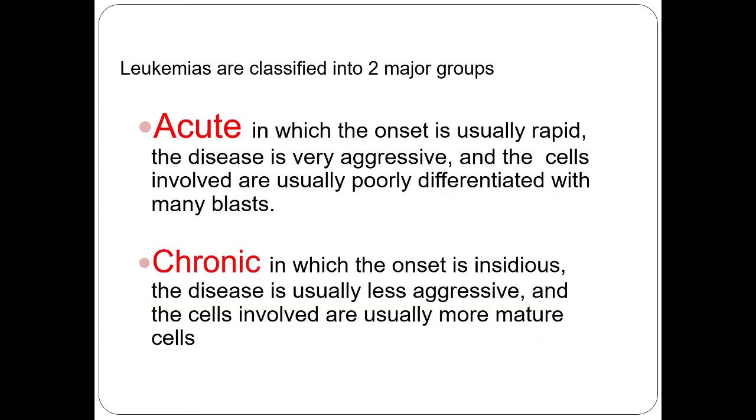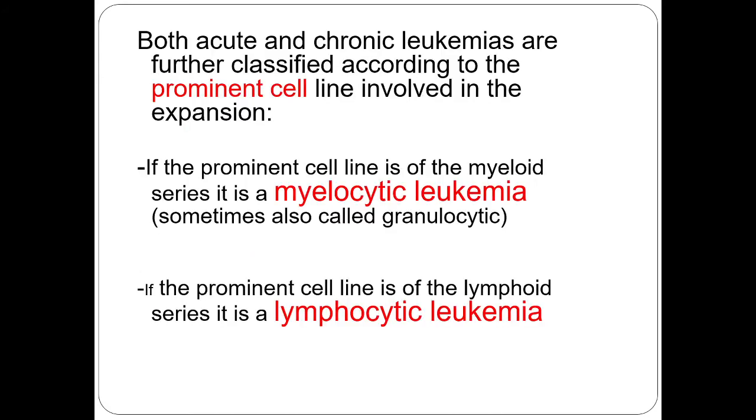Now, classification. Leukemias are subclassified into two categories: acute and chronic. Acute, in which the onset is usually rapid, the disease is very aggressive and the cells involved are usually poorly differentiated with many blasts. In chronic, the onset is insidious, the disease is usually less aggressive and the cells involved are usually more mature.